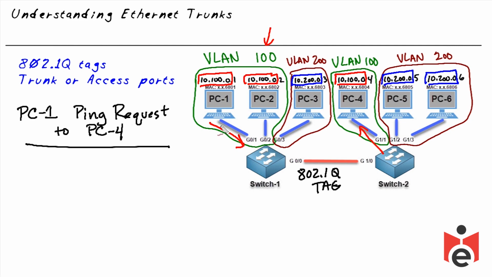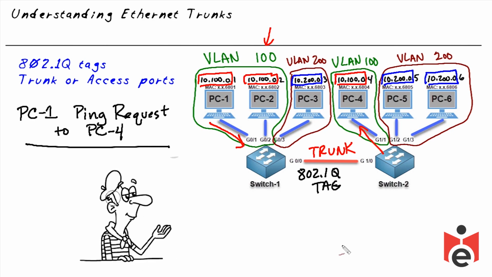So the play-by-play would be no tag here on the access port between PC1 and the switch. We'd have the tag added on this interconnection between the two switches, which is also called a trunk, by the way. And then when switch 2 forwards that frame out the access port where PC4 is connected, there'd be no benefit or need to include that 802.1q tag because all PC4 cares about is the actual frame itself.